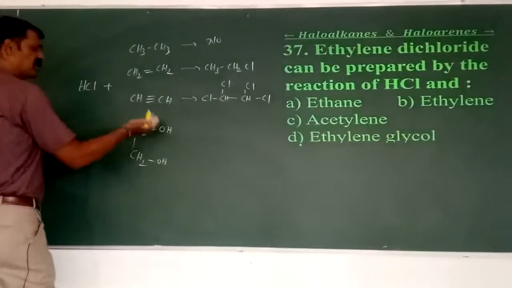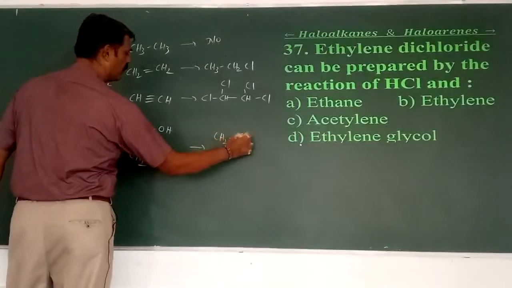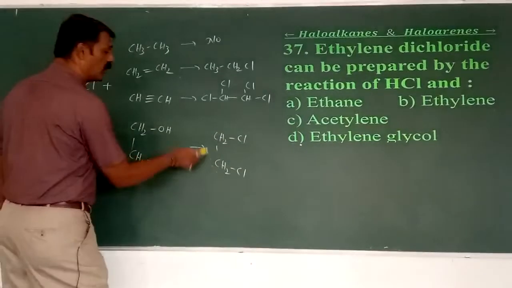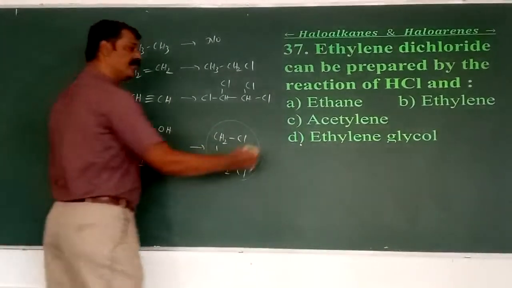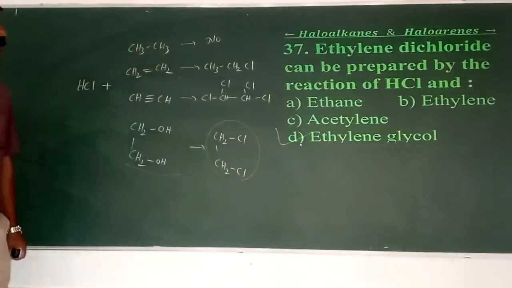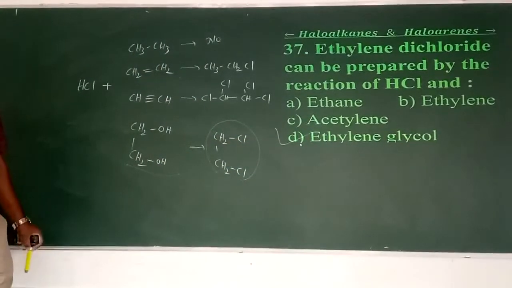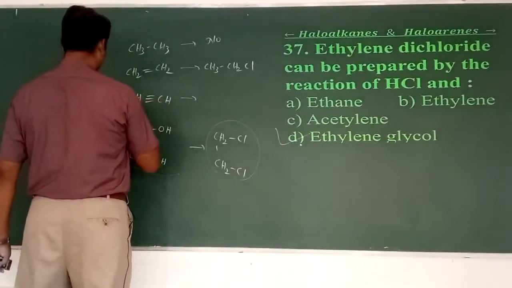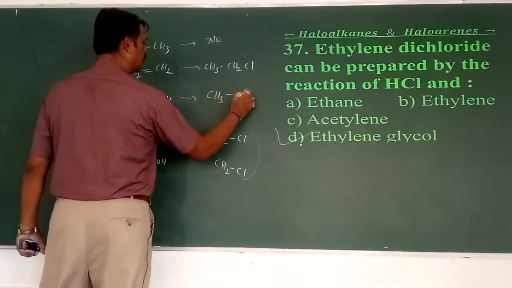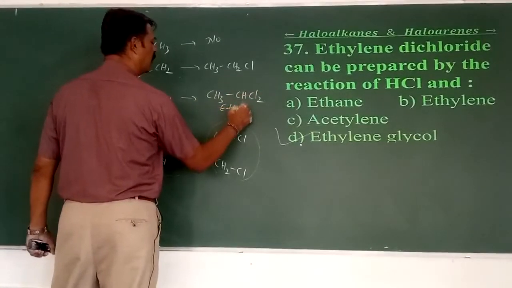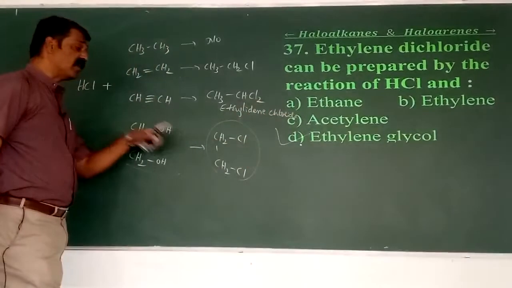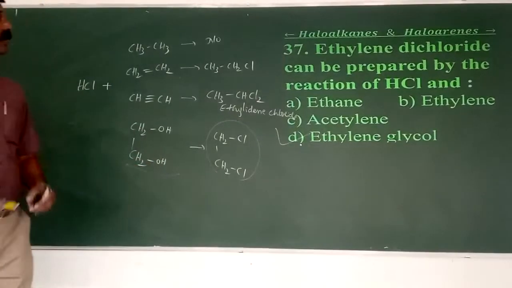In case of this, with HCl there is a ready replacement of this, which gives the ethylene dichloride here. This is called ethylene dichloride. From which alcohol? Ethylene glycol. Okay. So that is 37 in the form of... sorry. First it forms this and then CH3CHCl2. This is called ethylidene chloride. Which is that? Ethylidene chloride is obtained using acetylene, whereas ethylene dichloride is obtained from what alcohol? Ethylene glycol. 37 D.